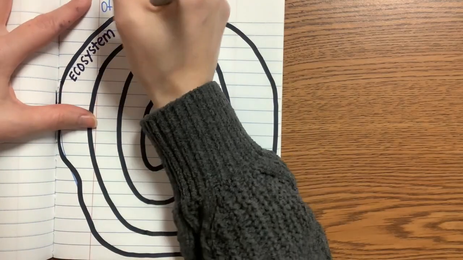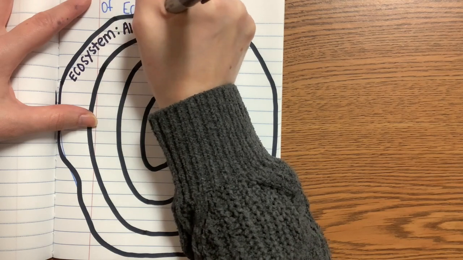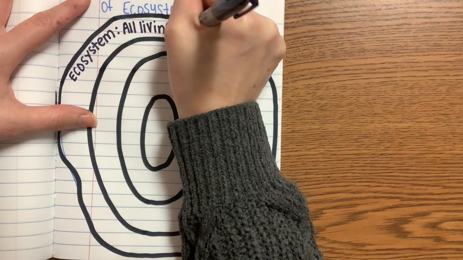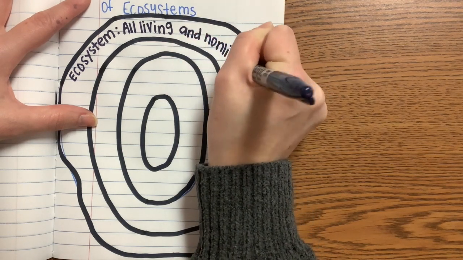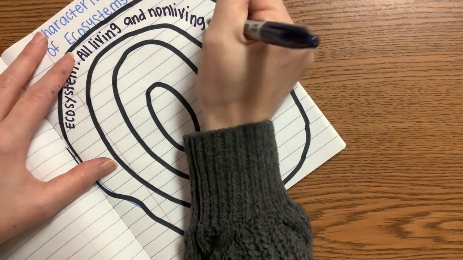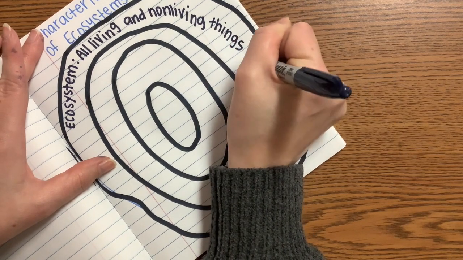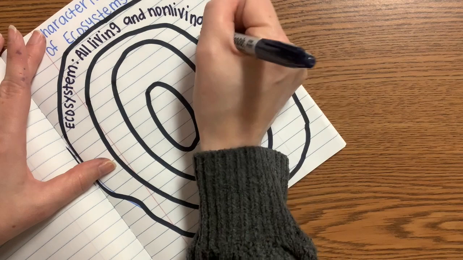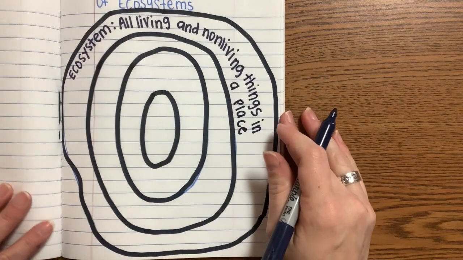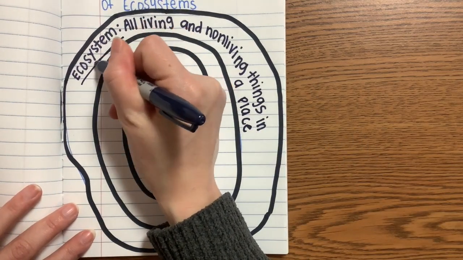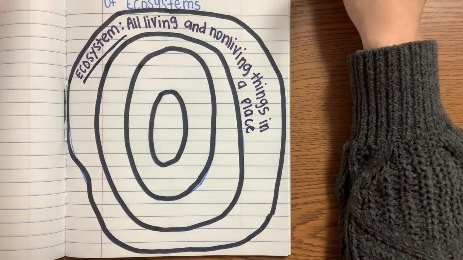An ecosystem, write this definition, is all living and non-living things in a place. I'm going to kind of turn my page here as I follow the circle. Don't write too big because we have to draw pictures too. So an ecosystem is all living and non-living things in a place. Pause the video if you need to.